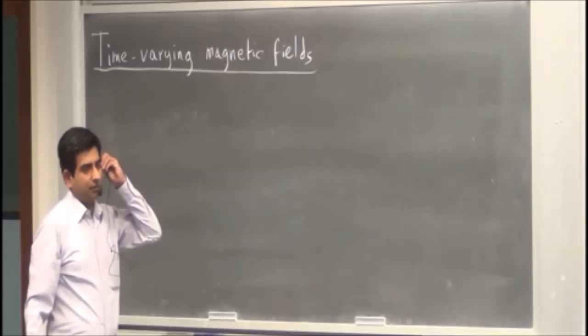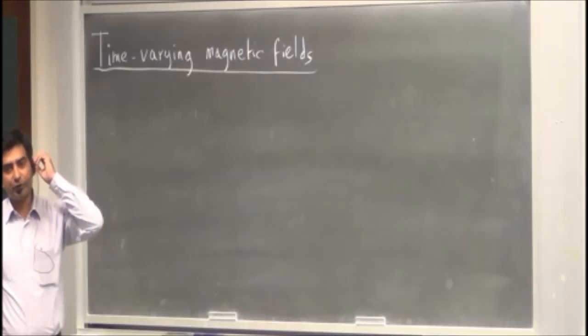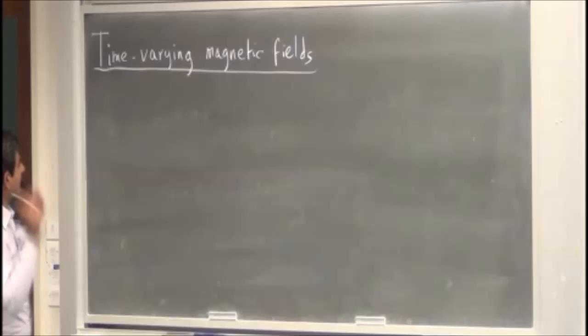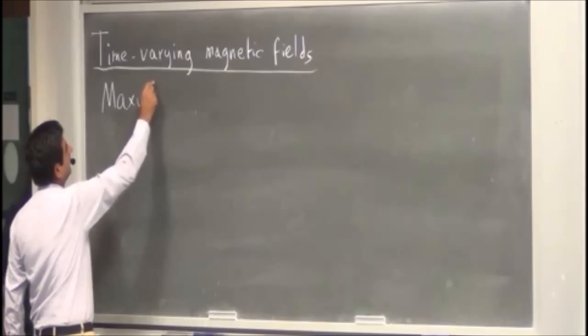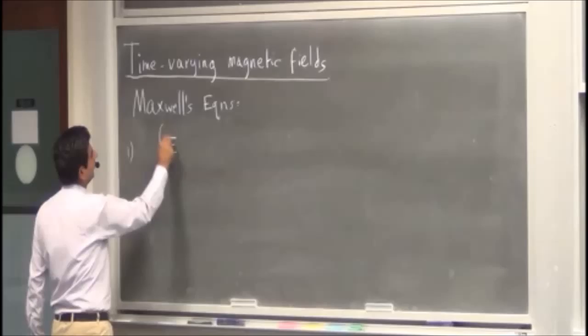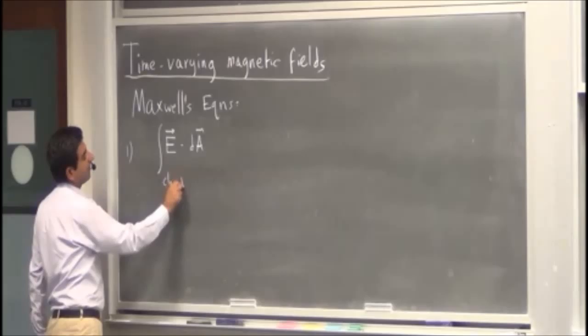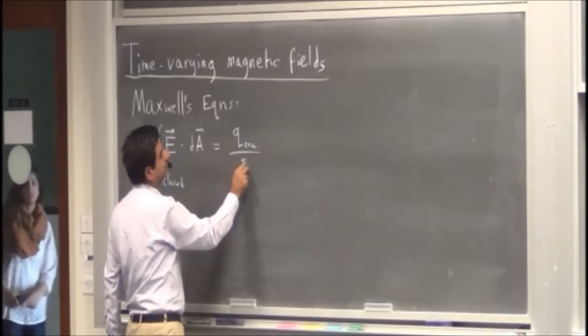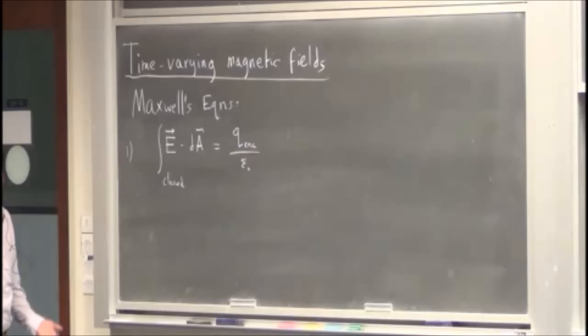So today we're going to shift gears a little bit, and for the first time we're going to introduce time-varying fields. So far we've looked at the four Maxwell's equations, and they go as follows. First of all, we have Gauss's law for electricity, which states E dotted with dA over a closed surface must equal the charge enclosed divided by epsilon naught. This is called Gauss's law of electricity. So this is one of the four Maxwell's equations.